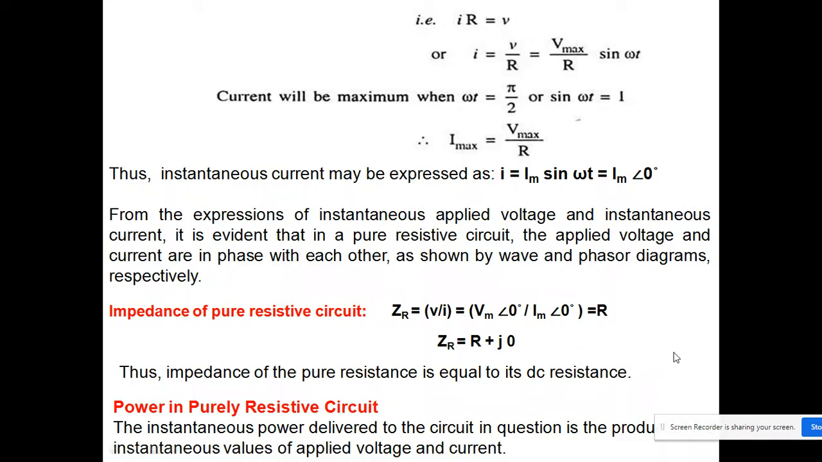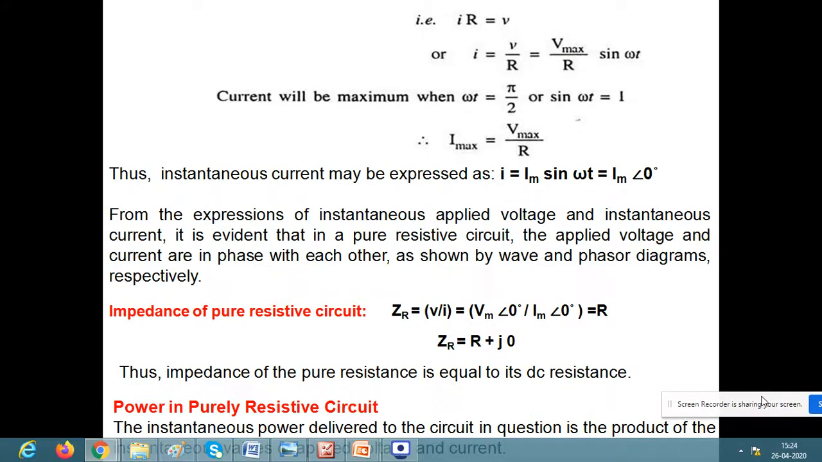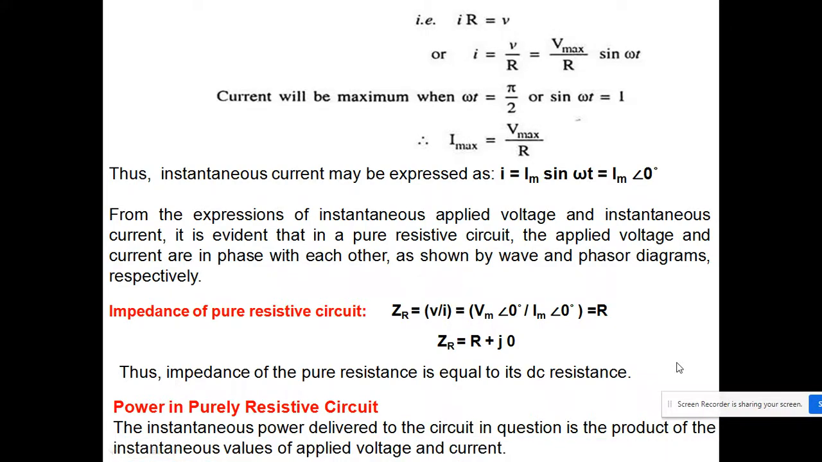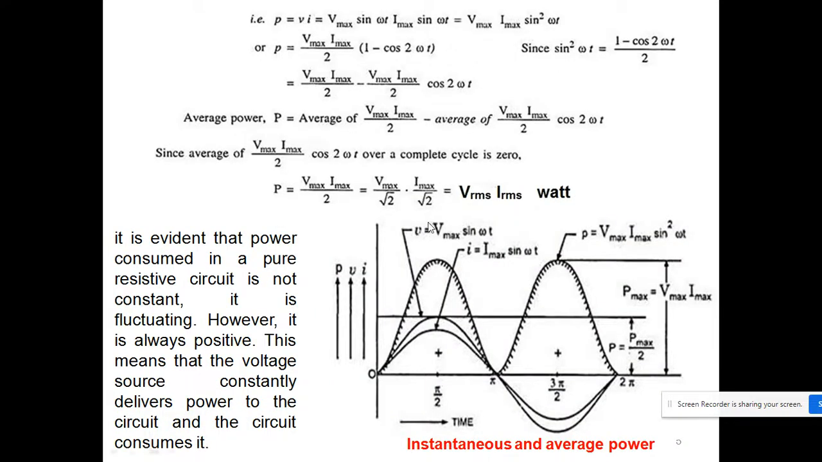Is it okay? Now we will calculate the power of a purely resistive circuit, and we will see what its value is. The power is the product of the instantaneous value of the applied voltage and current. Power is voltage times current, put the values in, and sine square equals this. So put this value, this and this here. Now take the average value for the whole cycle. I am talking about the complete cycle, 0 to 2 pi.